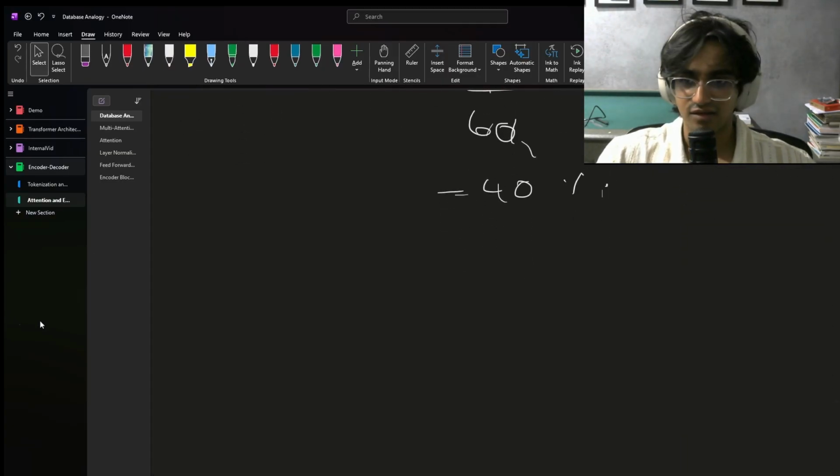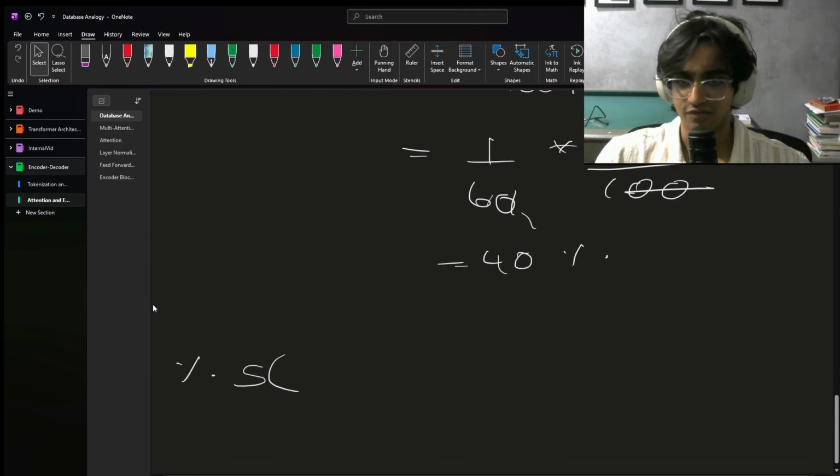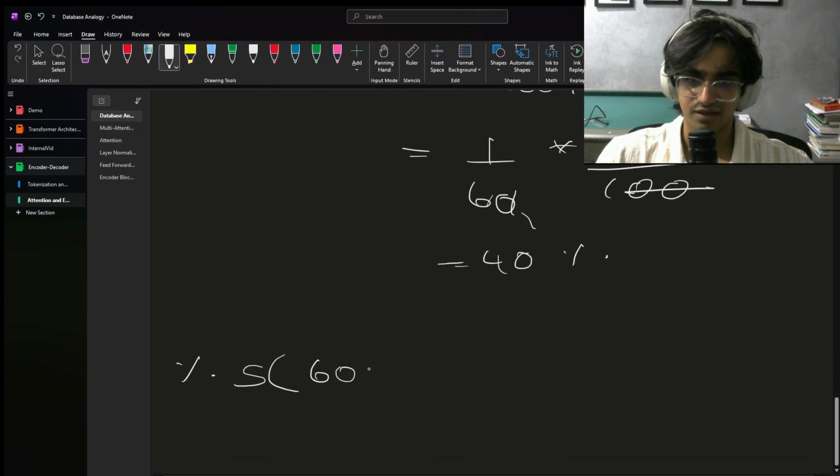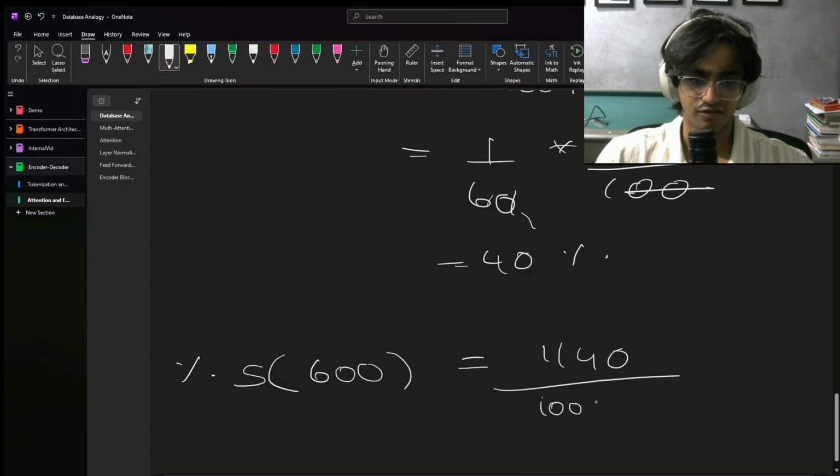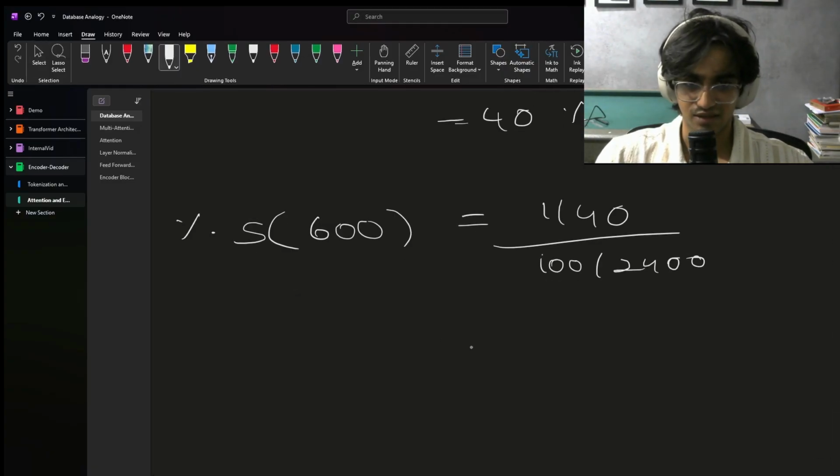Similarly, we can find the percentage of this, of 600 with respect to your query. So that will just be 1 over 40 divided by 100 over 2400. This will just end up being 60%.